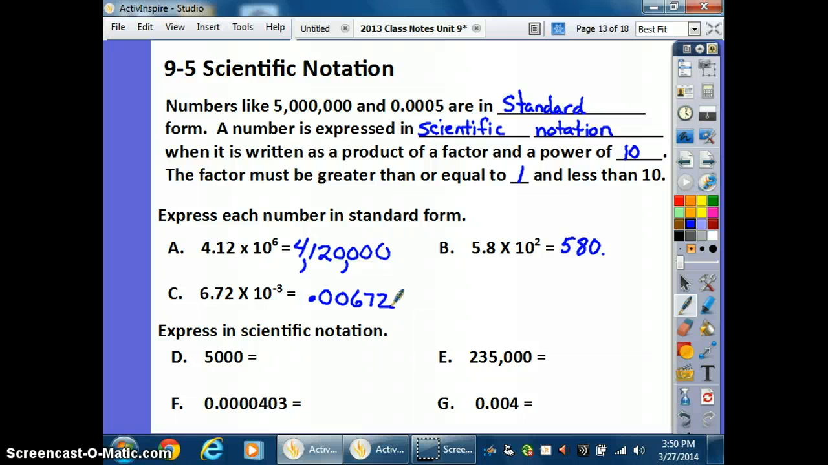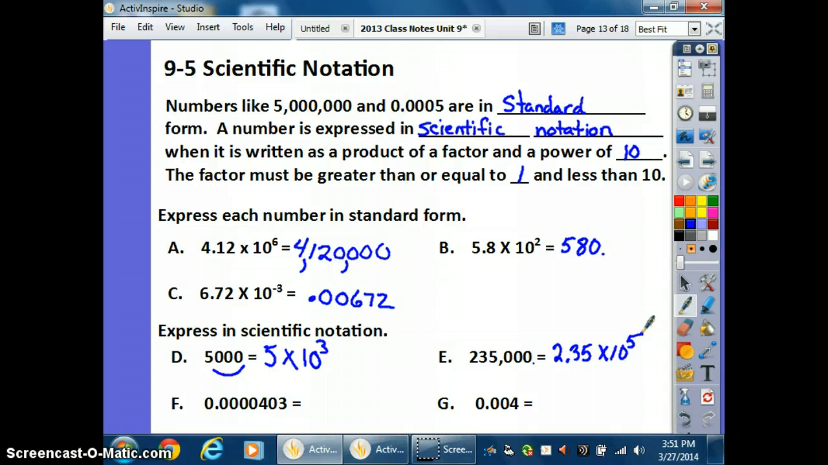Now let's try to write the numbers in scientific notation. 5,000. Okay, so the first number will be 5. It's a number between 1 and 10 times 10. Remember, our decimal point is right here. We'll go back 3 places, so it's a power of 3. The next one, 2.35 times 10. And let's see, we need to move our decimal point over to here between the 2 and 3, and that would be 5 places.